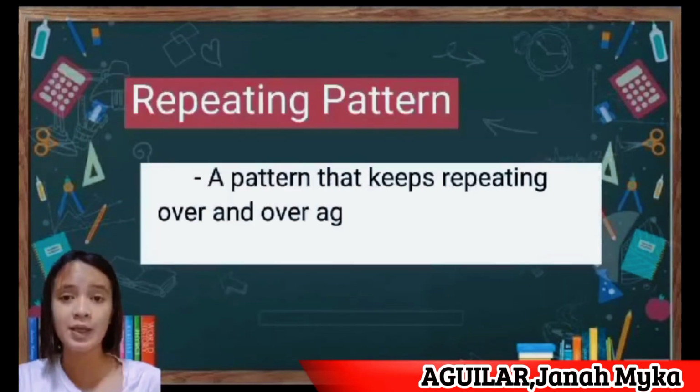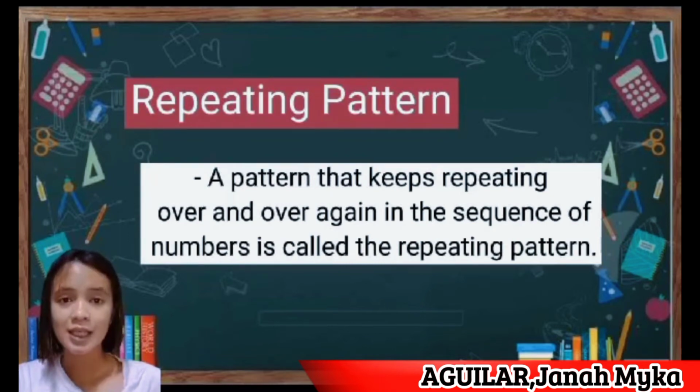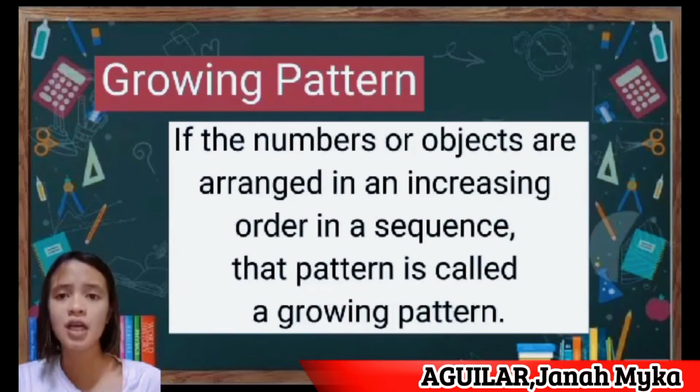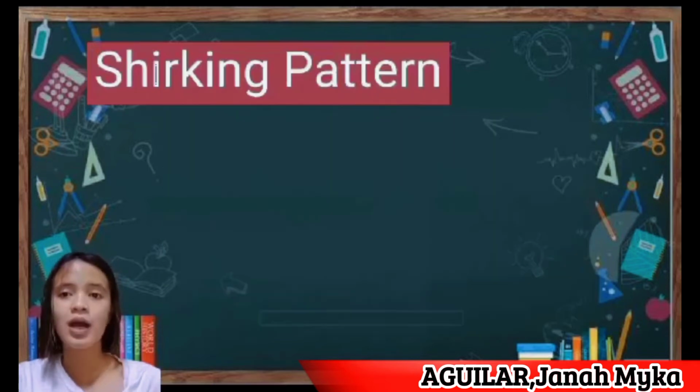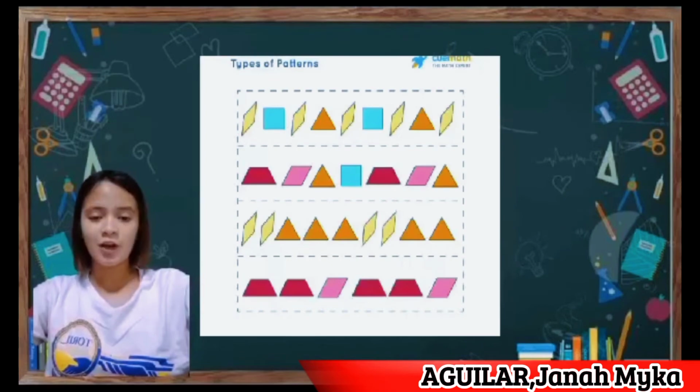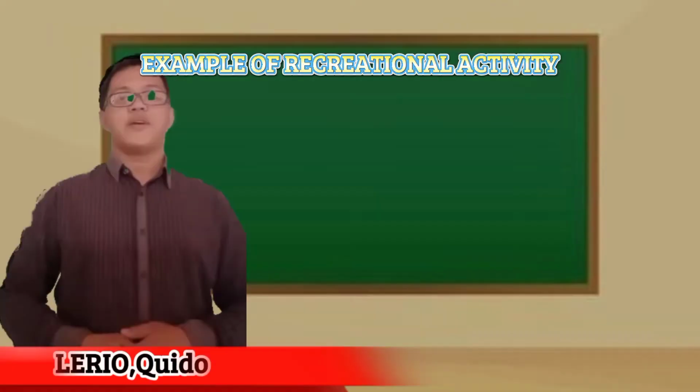So we have also types of patterns. So we have repeating pattern. It is a pattern that keeps repeating over and over again in the sequence of numbers is called the repeating pattern. So we have also growing pattern. Numbers or objects are arranged in an increasing order in a sequence. That pattern is a growing pattern. So lastly, we have a shrinking pattern. It is a pattern where numbers or objects are arranged in a decreasing order. So here are the examples of different types of pattern.